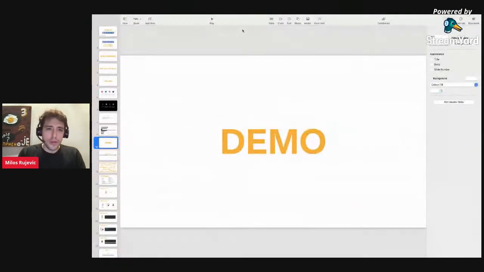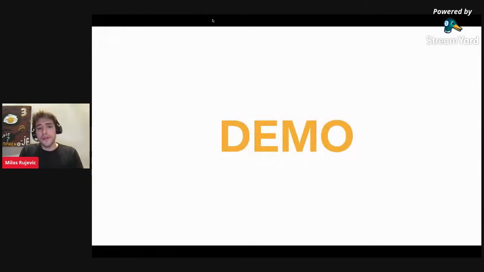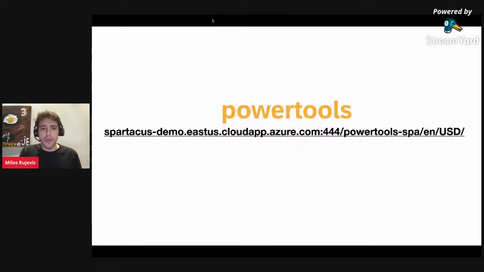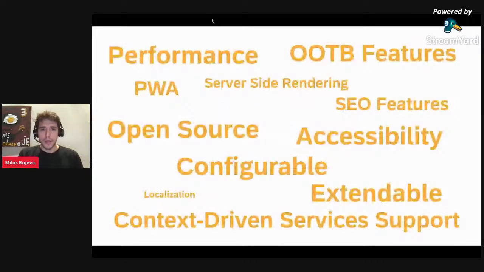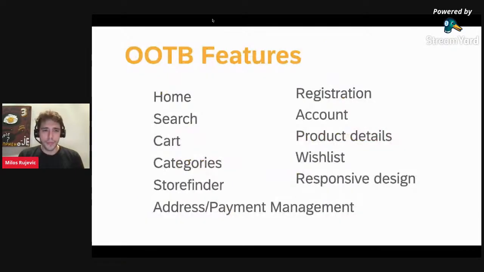For a demo, later on we will share a presentation and you can go and see this live Power Tools demo. Here is a link. This is everything you get from Spartacus, and more is to come. So all of these are features available to you right from the get-go. Some of the out-of-the-box features we already saw, like homepage, search, cart, categories, and so on.